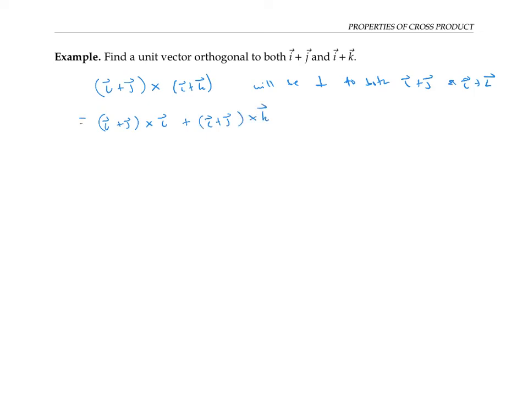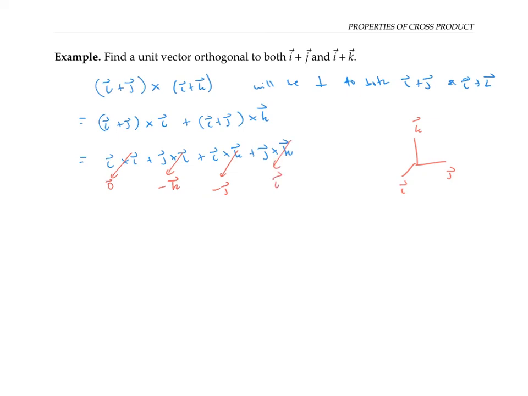Now if we distribute again, that's the same thing as i cross i plus j cross i plus i cross k plus j cross k. We've basically FOILed out this cross product. Now we know that i cross i is just the 0 vector, since i is parallel to itself. j cross i, that's the negative of i cross j, so that's going to give us negative k. i cross j is k. i cross k, thinking about the right-hand rule, is going to give us negative j, and j cross k is going to give us i.